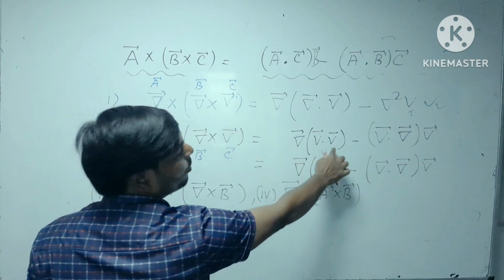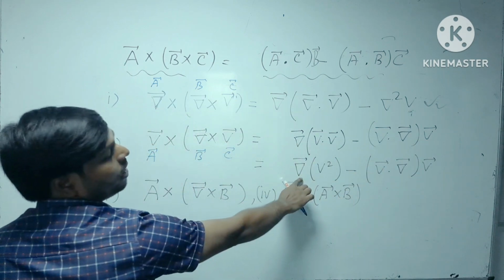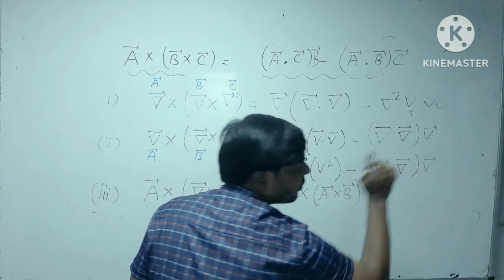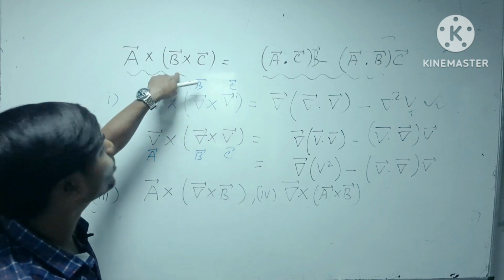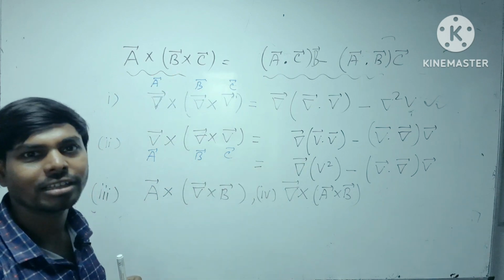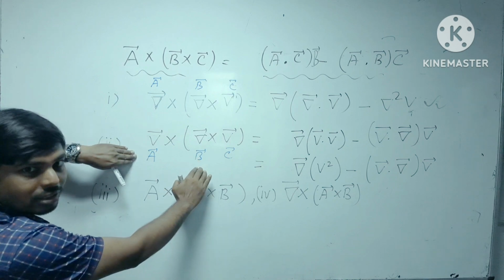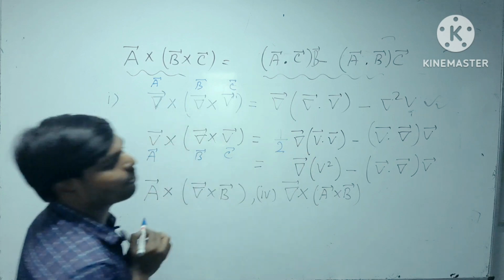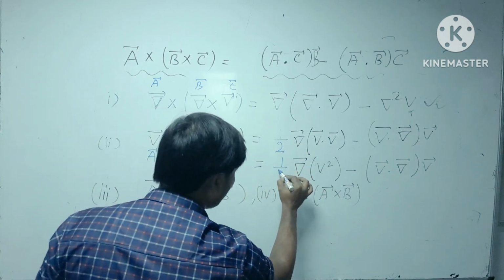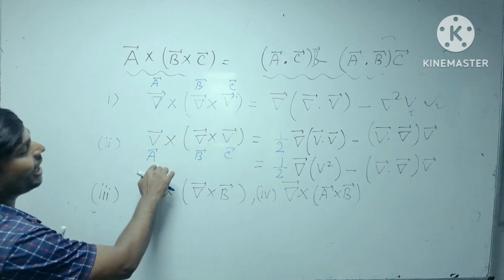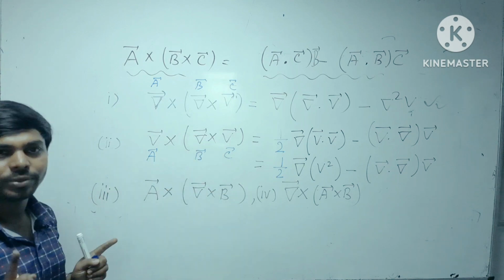So if you solve v dot v means v square, so it will be gradient of v square minus v dot nabla v. It's okay if you use this one, but this is not the right answer. If you solve this one, you will find there will be a half term here, so this will be the half. So in this case, don't think it is right just like a cross b cross c.